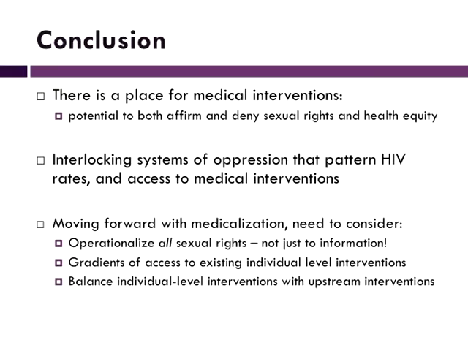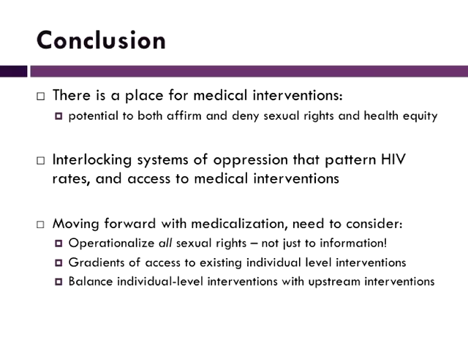We also need to do some work to address the gradients of access to existing individual level interventions. That not only includes having access to a condom, but being able to use it in a specific sexual encounter, if that's what somebody would like to do. And then, of course, the need to balance individual level interventions with more upstream interventions, looking at systems and structures.